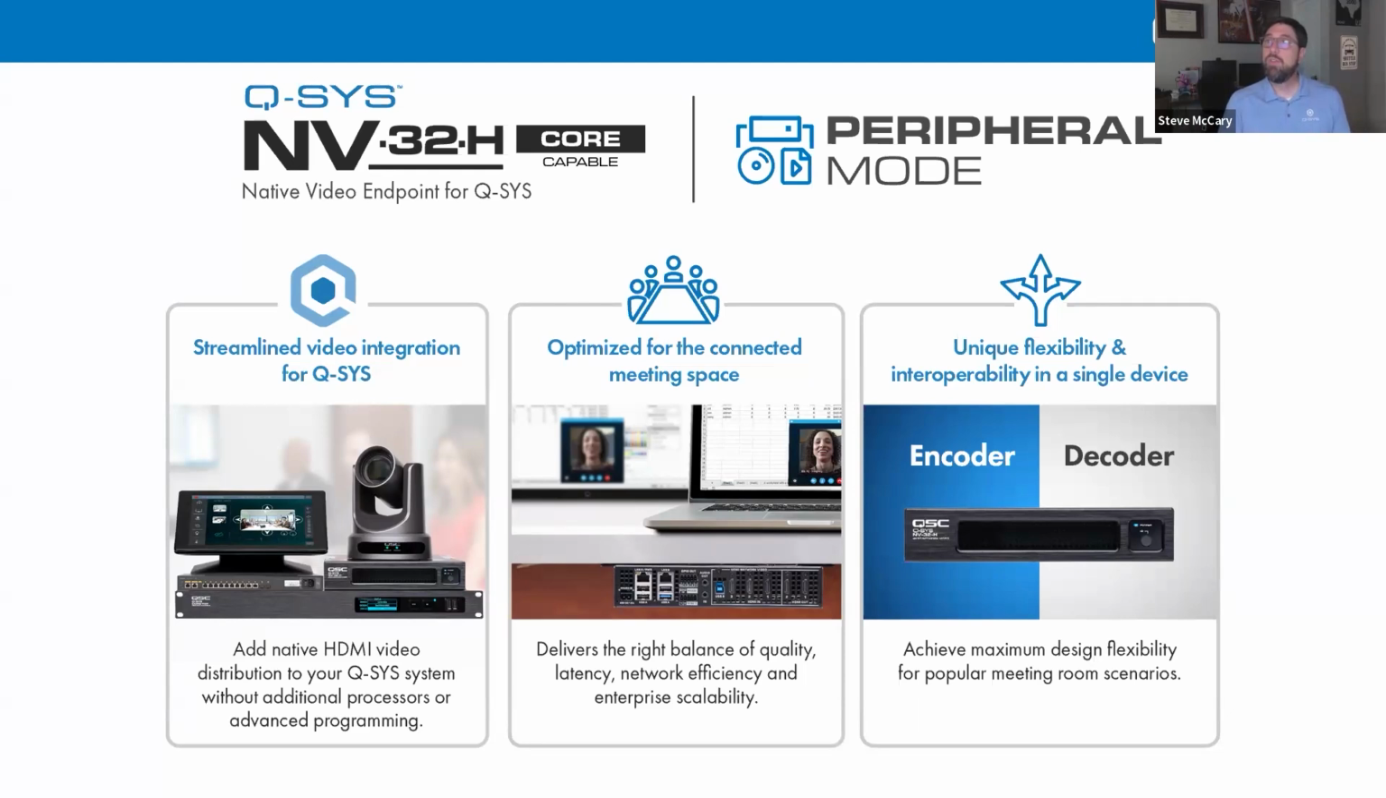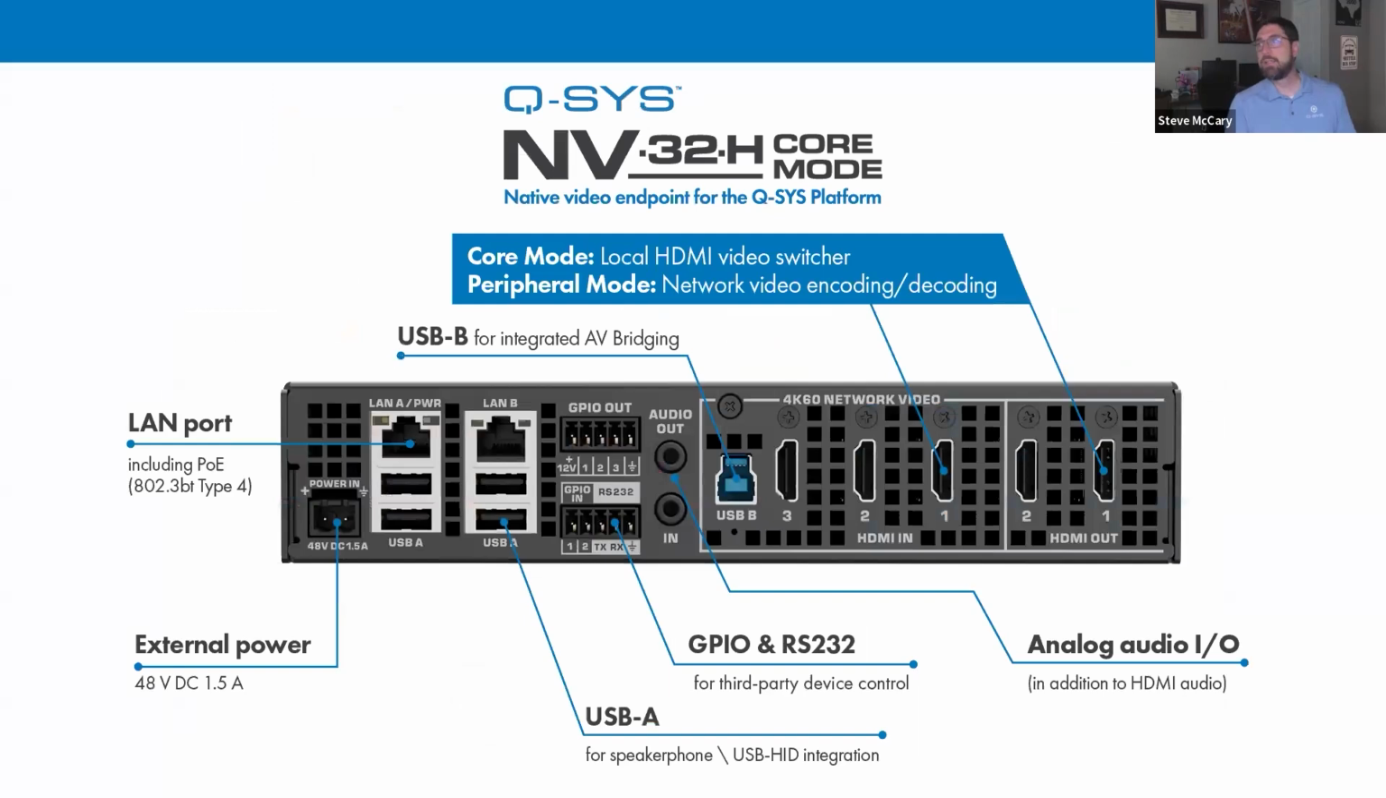We still can use the local switching. So if we're working as a decoder, our HDMI ins are still a source. We've got our two HDMI outs, so we can take two separate video streams and put those to two separate displays. We have our USB-B port, so we can do our bridging right there if we need to. We've got our LAN ports.